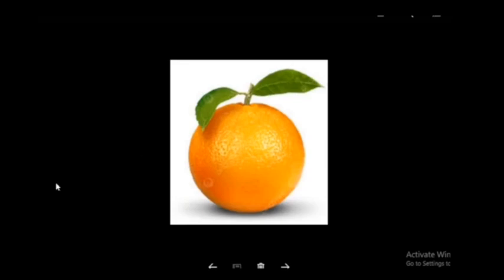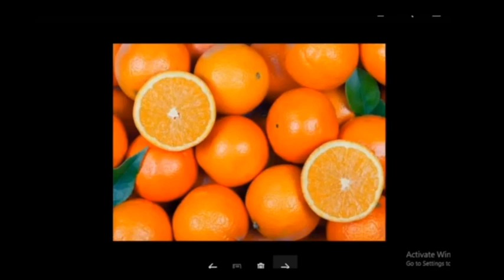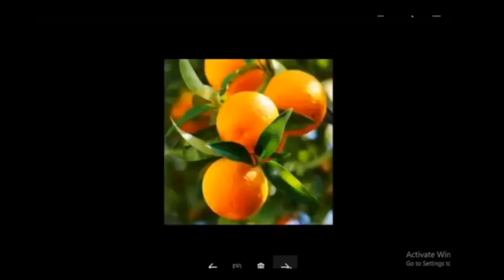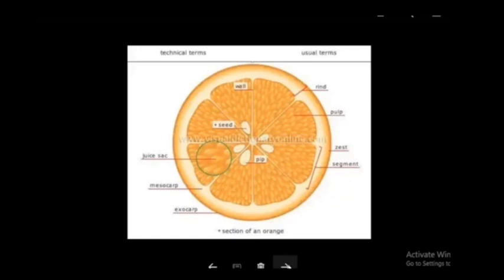So this is what we are looking at. This is the waxy skin of the specimen. You can see how waxy or oily it is. And then you can see what orange looks like. You can see it on the tree having flowers around it. If you are told to draw a cut section of it, this is the transverse cut of the orange fruit.